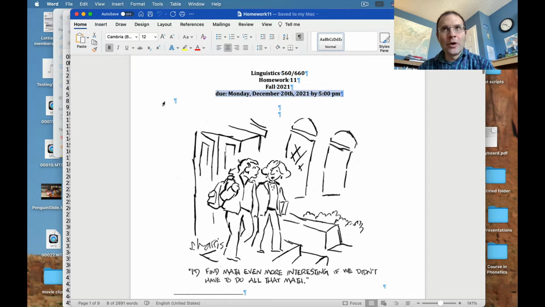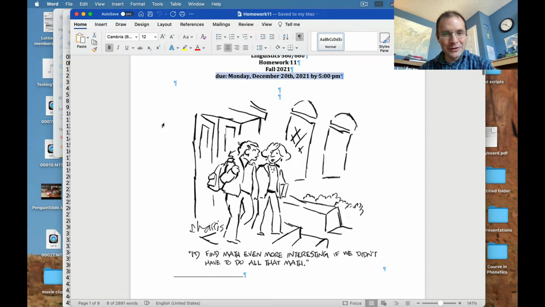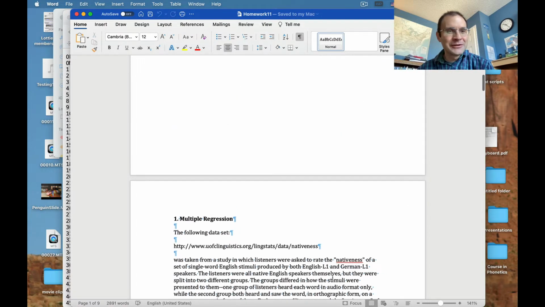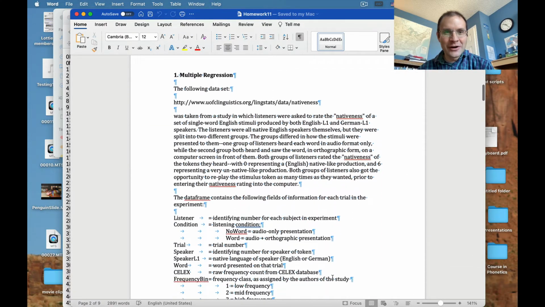I'll just mention, the way I used to structure this class is I used to have 10 homeworks and then a final exam. So this homework would function as the final exam. It wound up being a bit stressful as a final exam, so I just converted it into a homework. But that's why it looks a little bit different from the other homeworks that we've done so far, including it has this Steve Harris cartoon about "I'd find math even more interesting if we didn't have to do all that math." Yeah, so that one's for all you nerds out there. You know who you are.